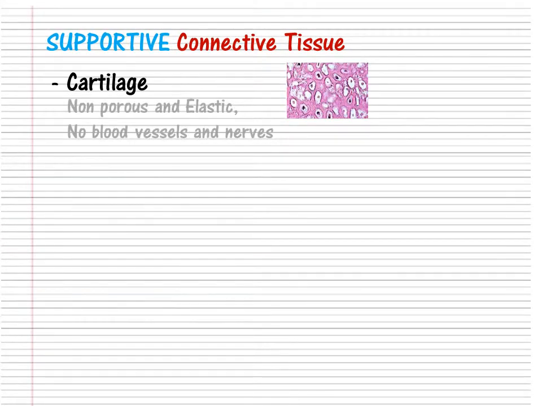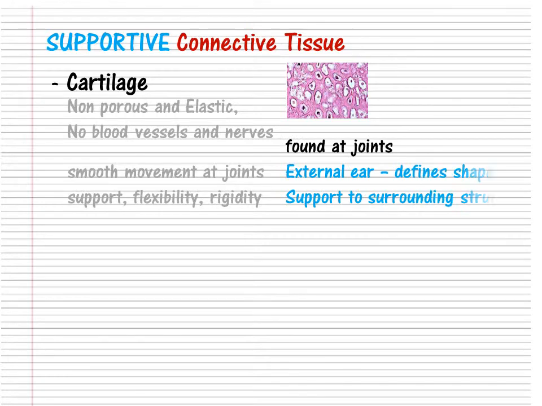So we talk about supportive connective tissues. We have cartilage, which is not porous and it is elastic. So for example, if you touch the tip of your nose, or if you hold your ear, you are touching the cartilage tissue. It helps in providing smooth movement at the joints. So for example, your external ear, it defines the shape of the ear, and it also supports the organs within the ear.